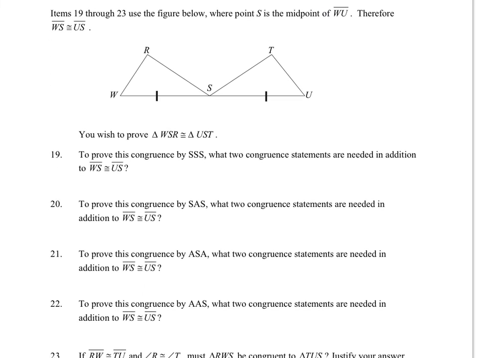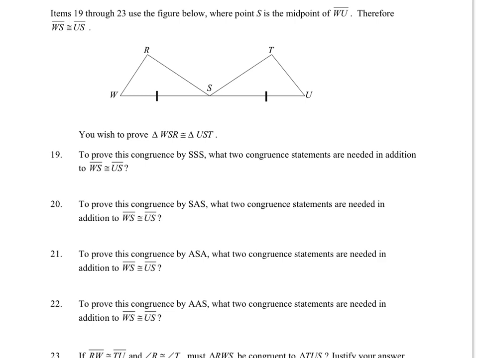Items 19 through 23 use the figure below, where point S is the midpoint of line segment WU. Therefore, line segment WS is congruent to line segment US. We're trying to prove that triangle WSR is congruent to triangle UST. We're going to be using this to make sure we write our statements in the proper order.